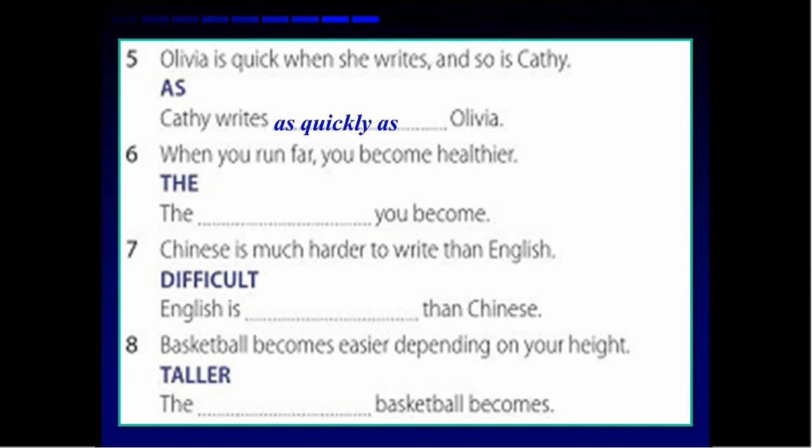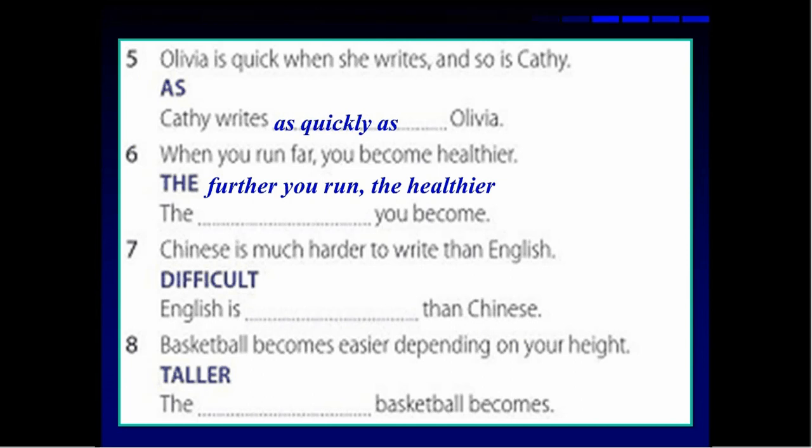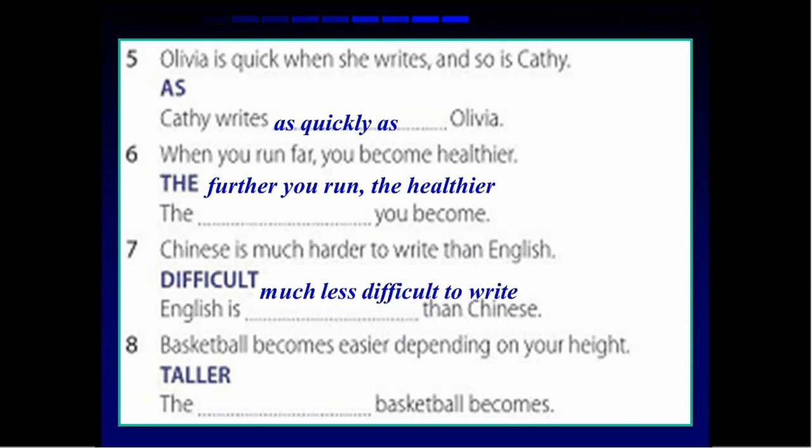Number 6. When you run far, you become healthier. It will be the further you run, the healthier you become. Number 7. Chinese is much harder to write than English. Difficult. You can convert here. It will be English at the very beginning of our sentence, and we can put is, then much less difficult to write.